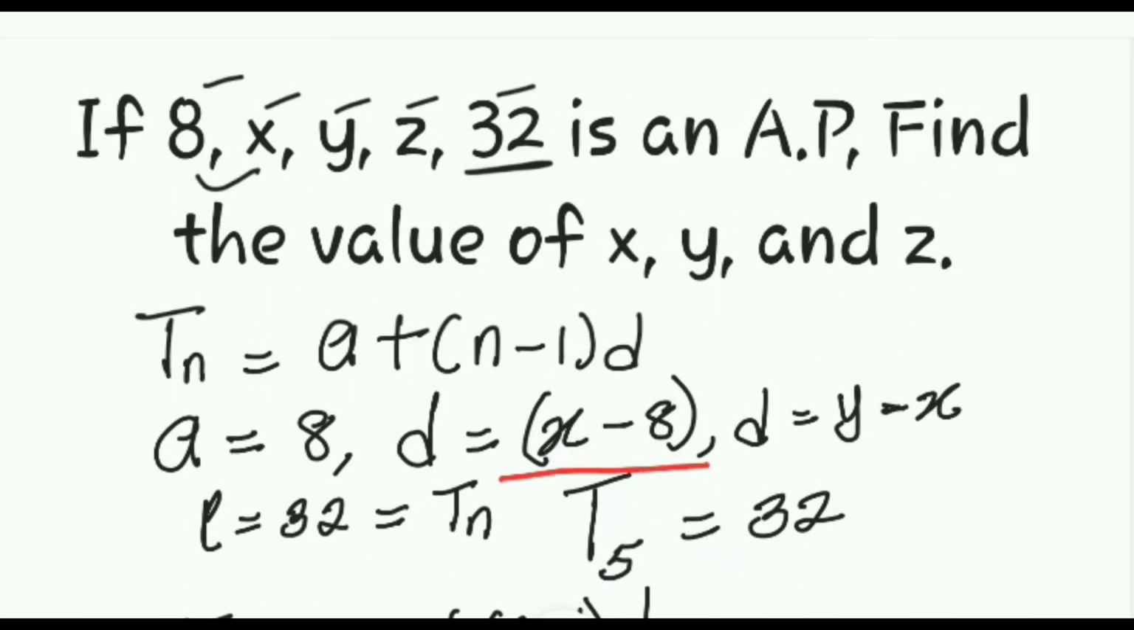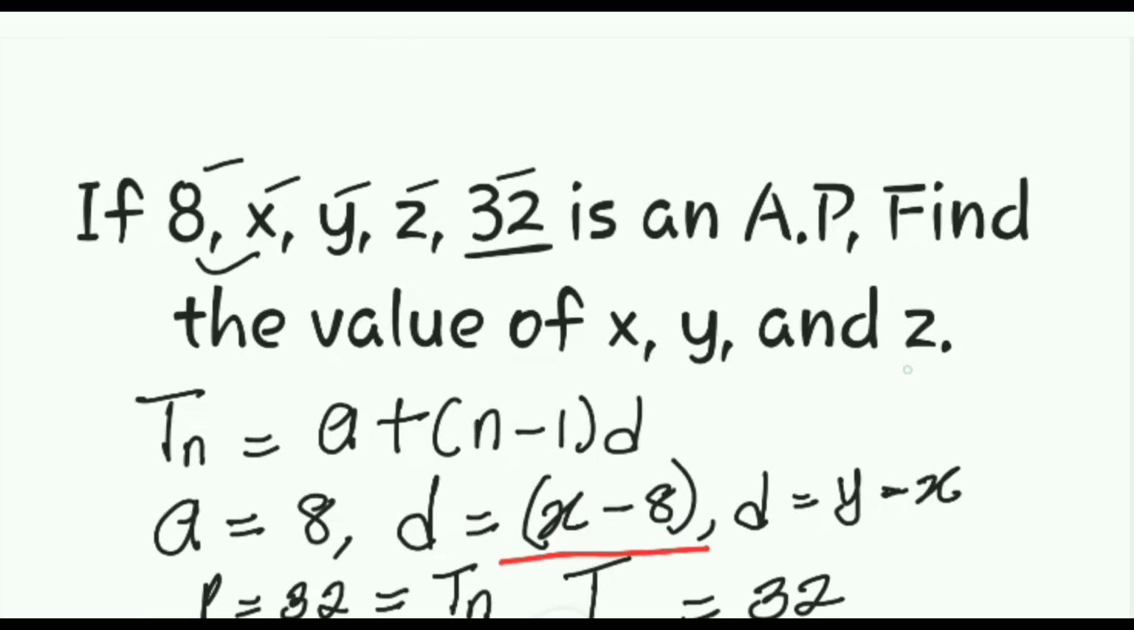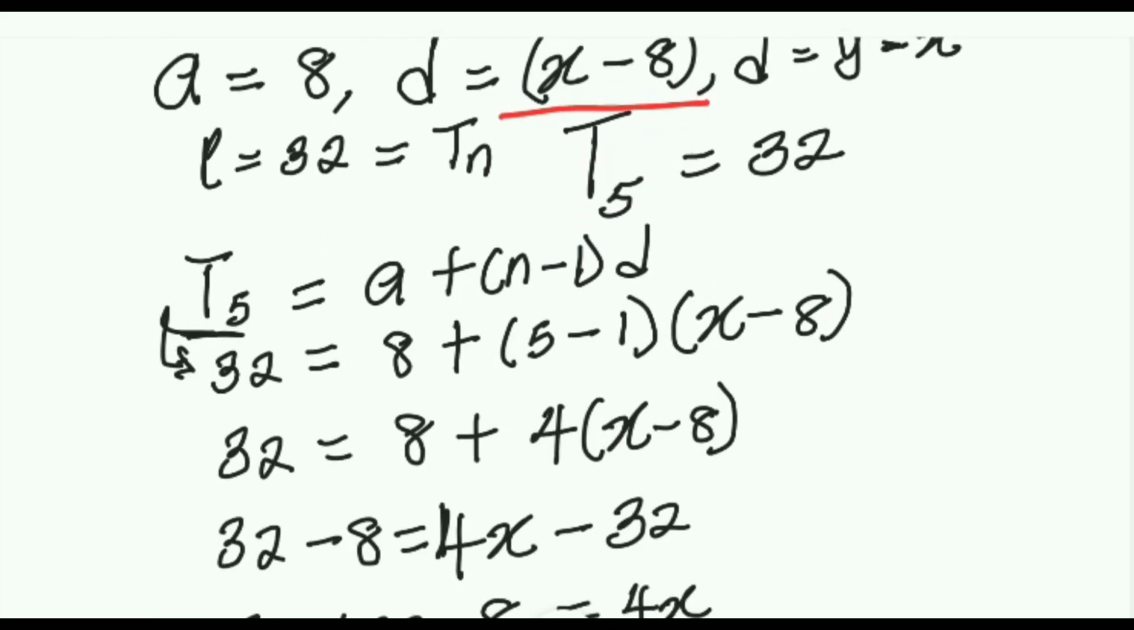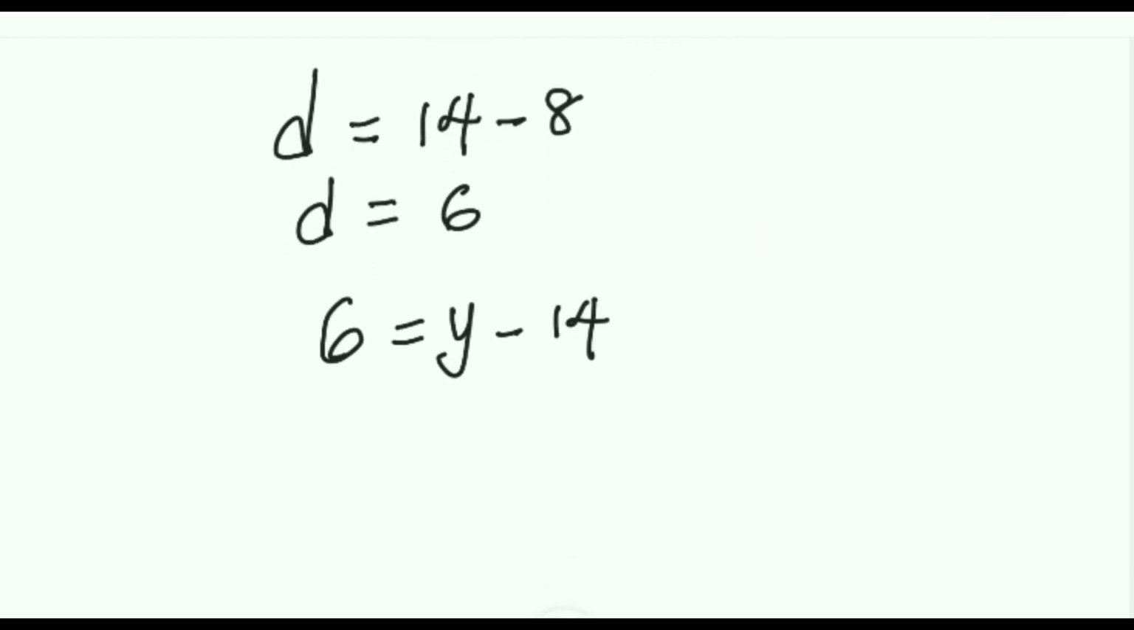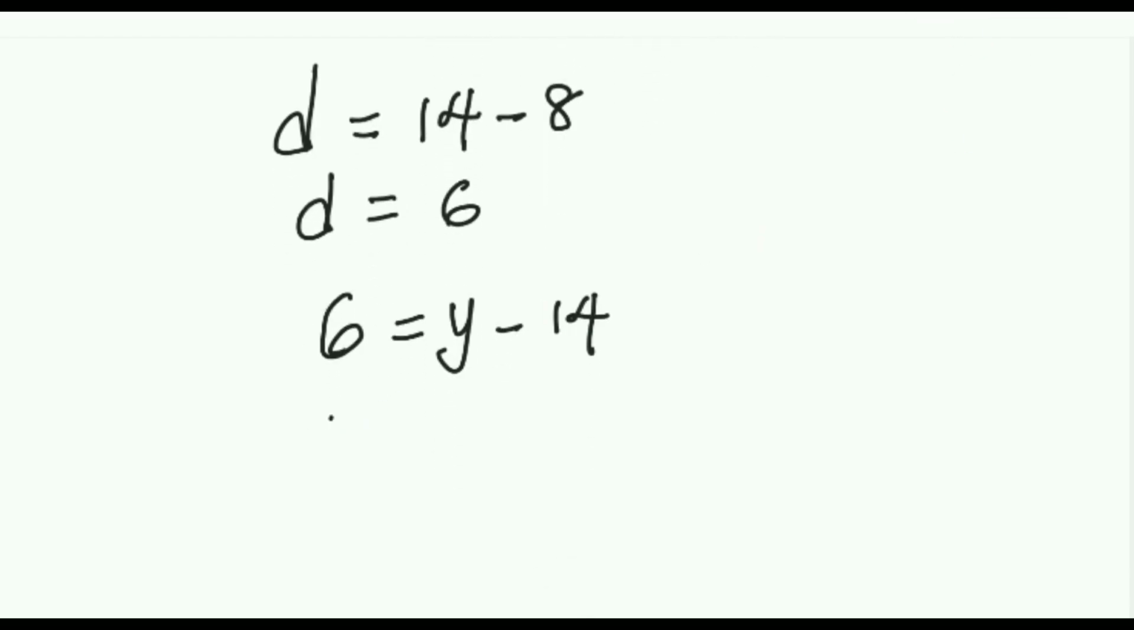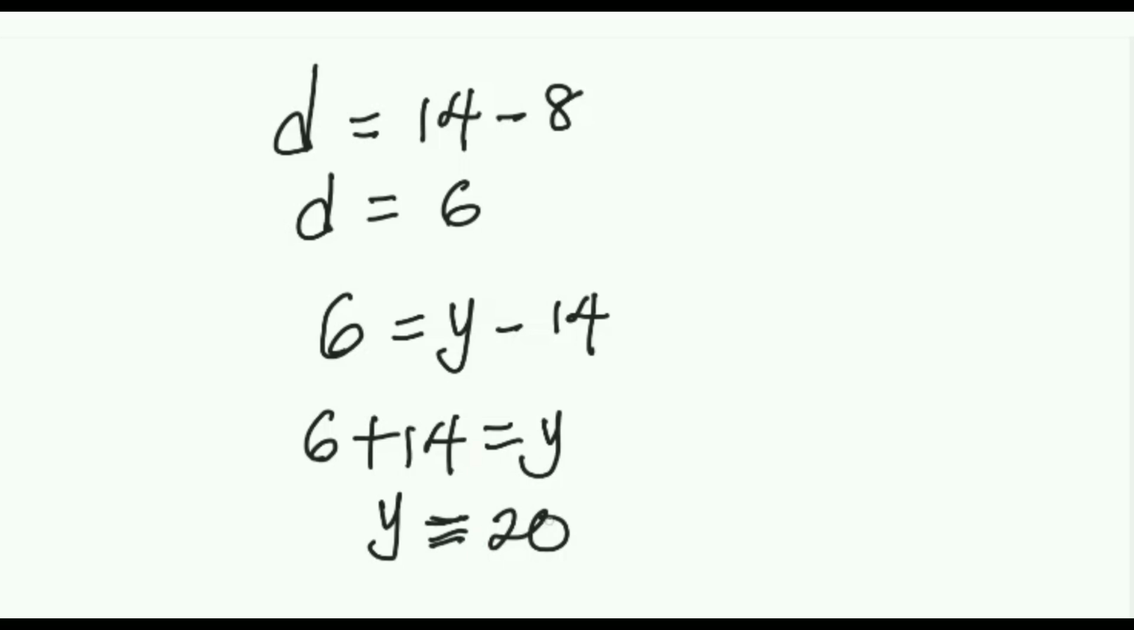All right, so let's get back here. We also said that the common difference d is y minus x. So if d equals y minus x, we can say d, which is 6, equals y minus x. x is 14, yes. So when we rearrange these, we have 6 plus 14 equals y, and y equals 20. I hope you can see that. Okay, let's go find the value of z.